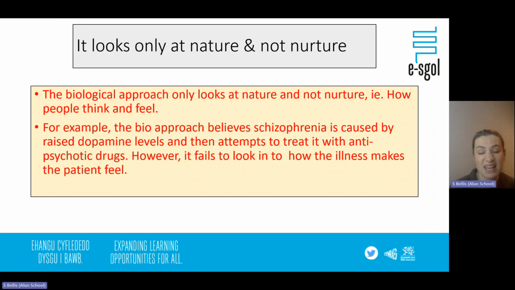But what it doesn't do is sit down with the patient and say, right, how does this make you feel? Is there any way we could do therapy? Is there anything we could change within your house, your home, things that are going on socially in your life? It doesn't look at that. It just looks at it from a biological nature perspective. And realistically, in psychology, what we really want things to have is to look at both of those. Okay, so nature and nurture.